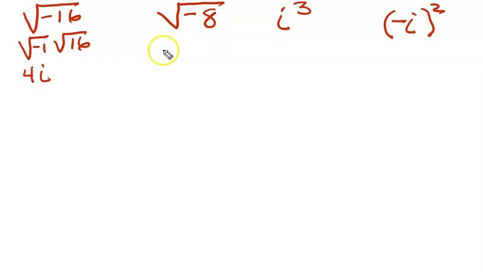Now, for this one, again, we'll take out the I. That's the square root of -1. Now we have the square root of 4 times the square root of 2, and we're simplifying this. What is the square root of 4? 2. So 2 times the square root of 2, and then the I would be the simplification of this.